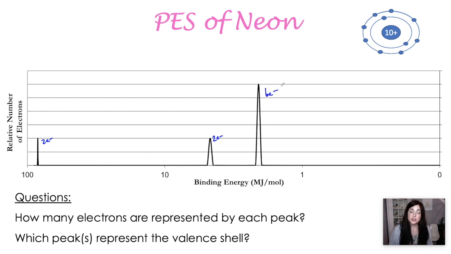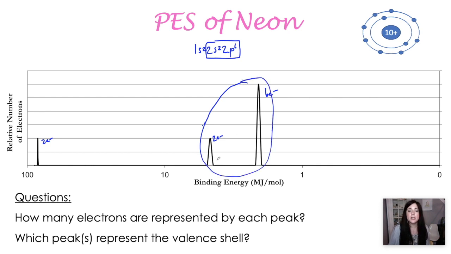And then the next question is asking which peaks represent the valence shell. The valence shell is your outermost electrons. And remember, there could be more than one. So if I consider neon's electron configuration, 1s2, 2s2, 2p6, we actually have two peaks that should represent the valence shell. So your answer is both of these right here. And notice how much less energy it takes to remove those electrons relative to this one that's super close to 100. So your valence shell electrons are going to be the easiest to remove by far.